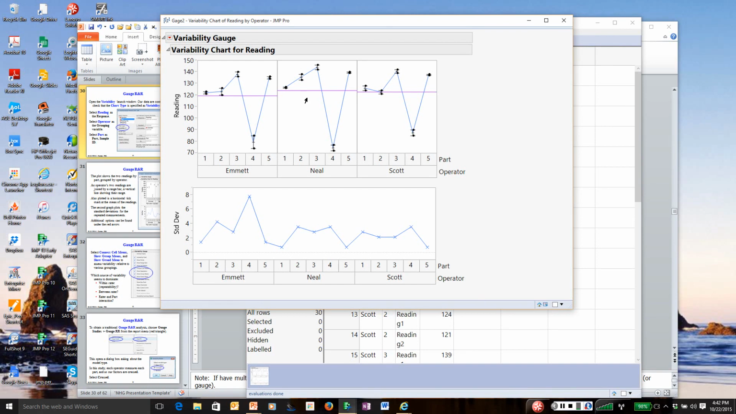Okay, notice the variation within the replicate measurements. This is repeatability.